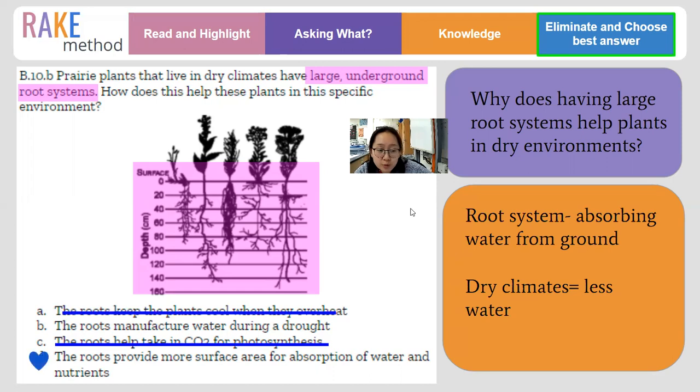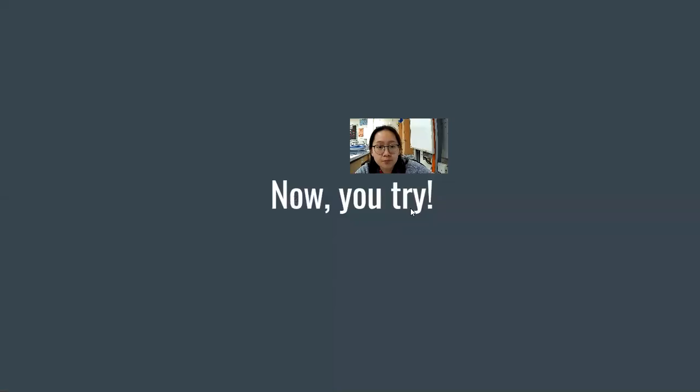The correct answer is going to be that the roots provide more surface area for absorption of water and nutrients, because in answer choice B, the roots manufacture water during a drought would not be possible because the plants cannot create water out of nowhere, right? The roots are just longer to be able to have more surface area, which means better chances of absorbing any water if there is any, because we know that in a dry climate, there's not that much water to begin with. So the answer choice is going to be D.